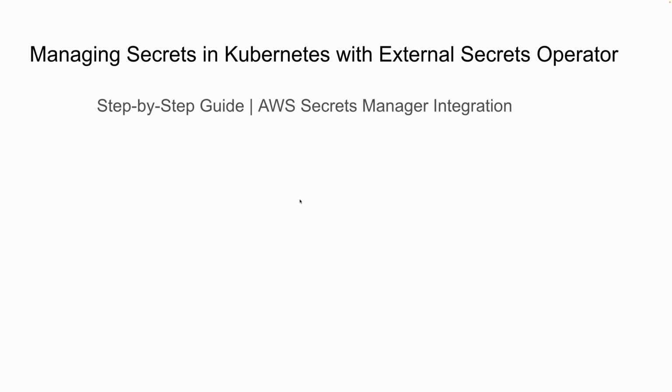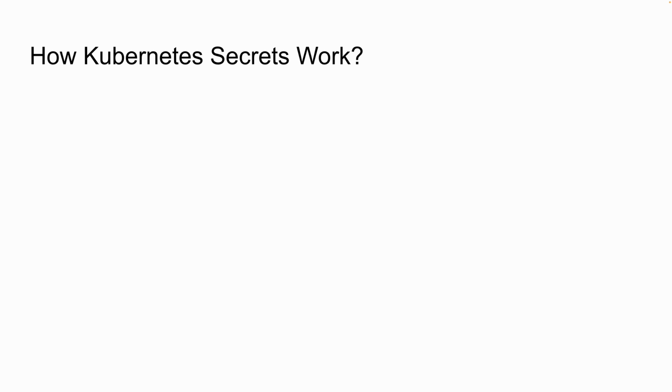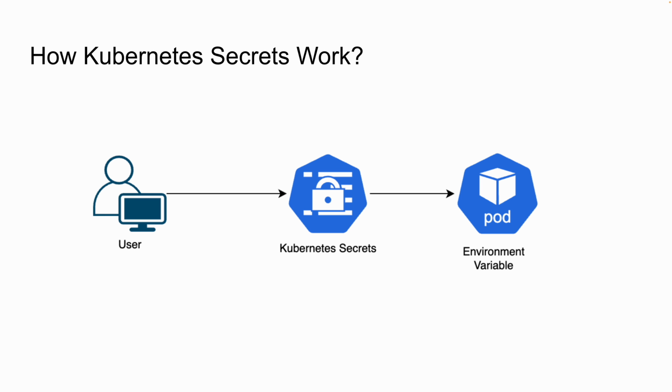Alright, let's start from the basics. In Kubernetes, secrets are used to store sensitive information like passwords, API keys, and tokens. You can mount them as a file or expose them as an environment variable. For example, when you create a secret using the kubectl create secret command, Kubernetes simply stores that data encoded in base64.